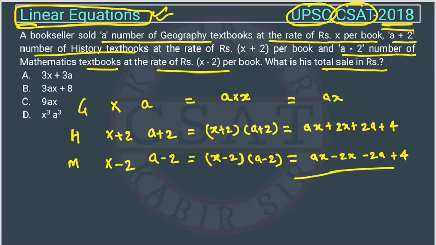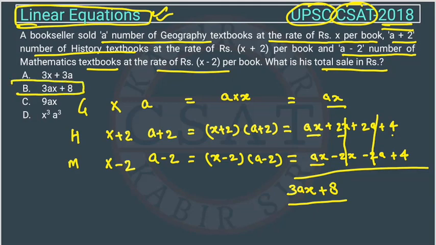So we will add all these. So this is AX, AX, AX. So this is 3AX, right? So this is 2X, this is minus 2X, so this will cancel this. This is plus 2A, this is minus 2A, this will cancel this. This is 4 plus 4, so this is 8. So this is 3AX plus 8. So the answer is option B, 3AX plus 8, right? So this is the answer.